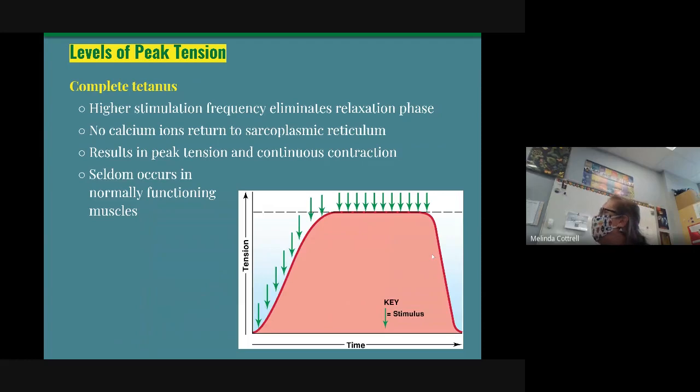And then the last one is complete tetanus. You can see this one looks very different. This is a high stimulation frequency, so you can see way more green arrows here. That means there is never a chance for the calcium ions to be pumped back into the sarcoplasmic reticulum. There is a continuous supply of calcium ions, and so you get this very smooth looking graph. The stimuli are so frequent that there's no relaxation.